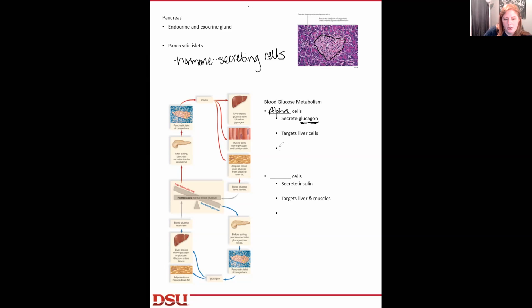So it's going to signal conversion of glycogen to glucose. All right. And then on the other side, we have beta cells. And beta cells secrete insulin. Insulin is going to target both the liver and the muscle cells, and this targets the uptake of sugar. Or I'm sorry, it signals the uptake of sugar.